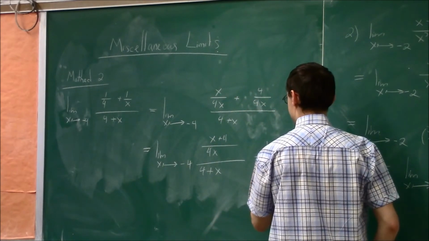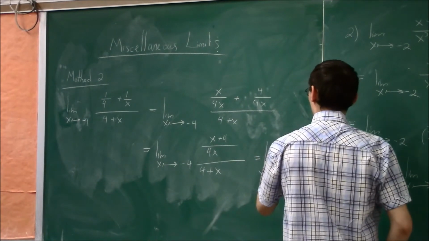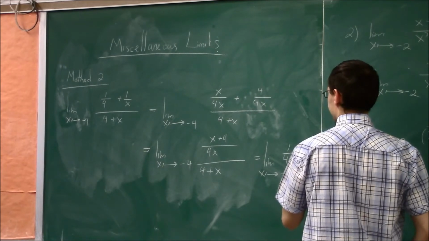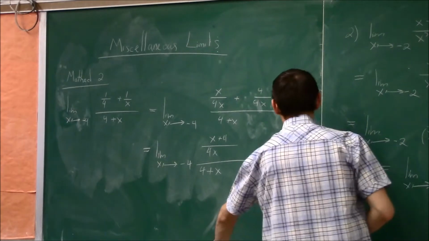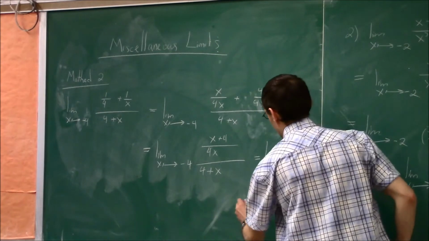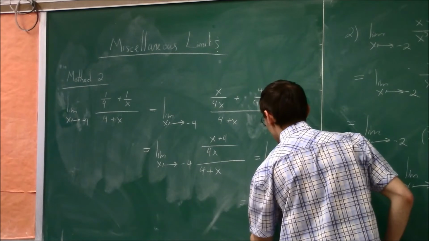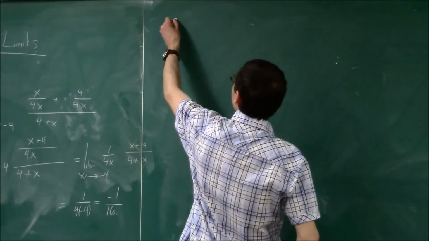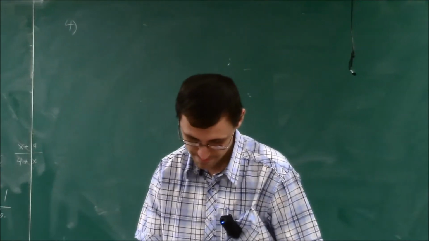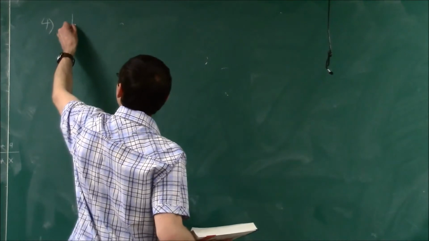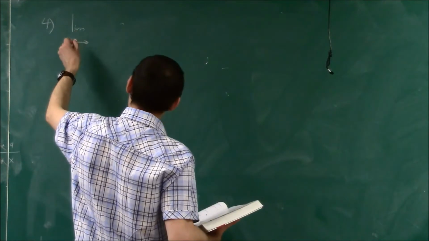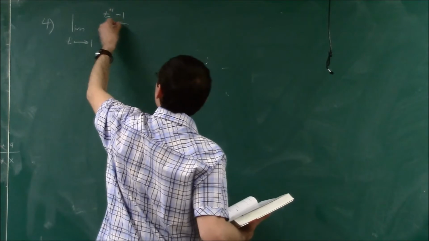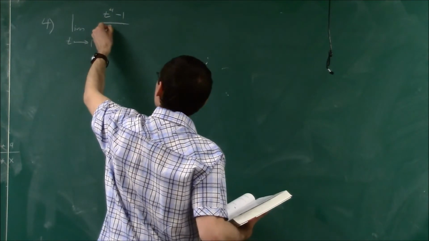This is then simply 1 over 4x times x plus 4 over 4 plus x. So the x plus 4 and 4 plus x cancel out, and you just get 1 over 4 times minus 4, which is minus 1 over 16. Question 4. Limit as t goes to 1 of t to the power of 4 minus 1 over t cubed minus 1.